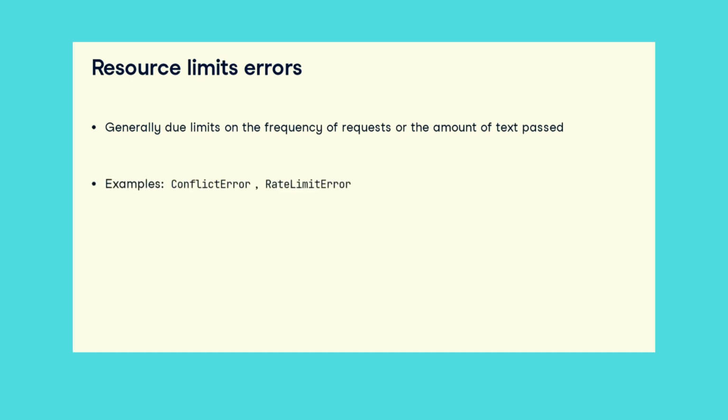Errors can also occur due to limits to the size or frequency of requests, such as rate limit error and conflict error. Here the solution is to ensure that the requests are paced within the limits of the API, such as reducing the amount of text in the request sent or staggering requests if they are frequent.